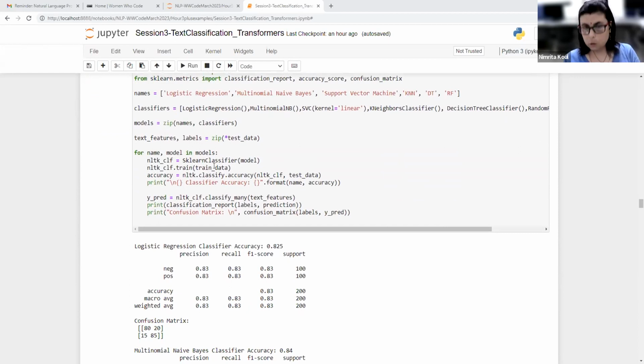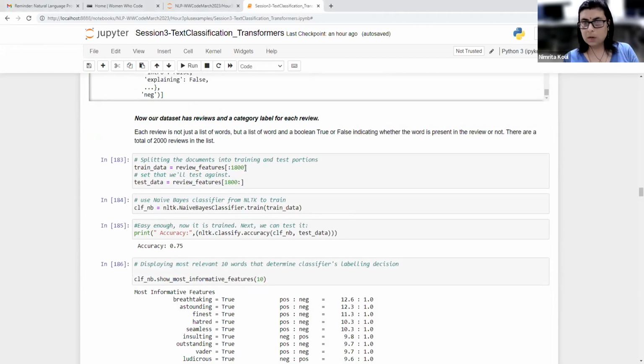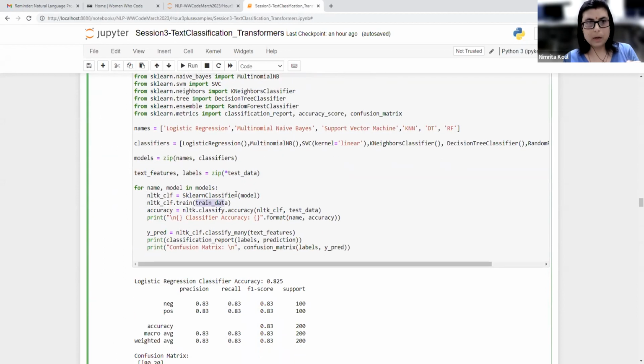What are we training on? We are training on train_data, and we just saw train_data is our first 1800 reviews, and test data is the remaining 200 reviews. In all, we have 2000 reviews in our data set. So once we train on our training data, your model has learned the patterns or relationships between the text and its label. It's now ready to make predictions, and we can evaluate its accuracy using the built-in function accuracy, which comes in nltk.classify. You pass it the trained classifier, you also pass it the test data, and we can print the accuracy here along with the name of the model.